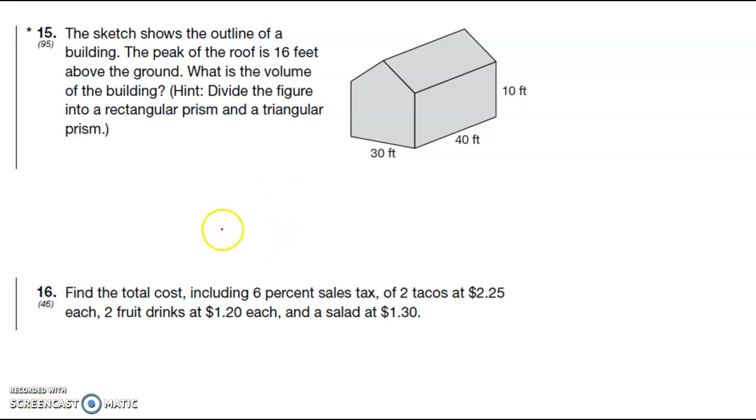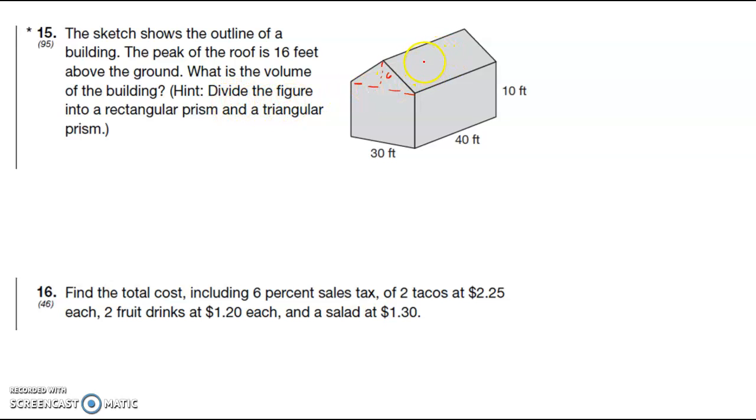Let's see if I can choose a... there we go. Divide the figure into a rectangular prism and a triangular prism. It says this is a sketch of an outline of a building. The peak of the roof is at 16 feet, so this is 6 because that's 10. What is the volume of the building?